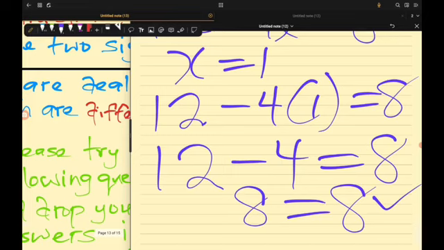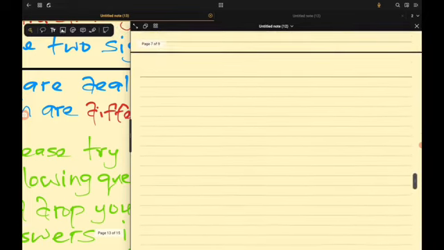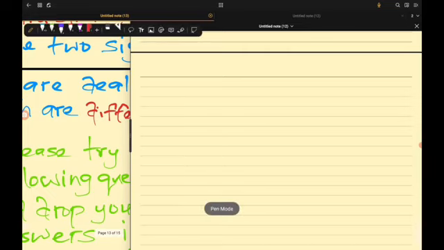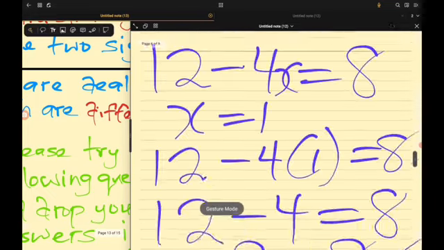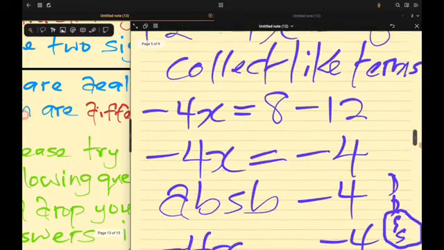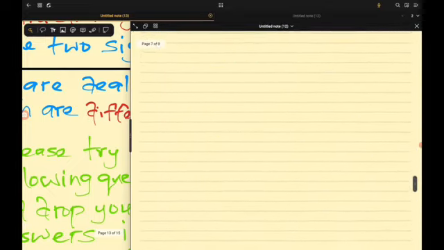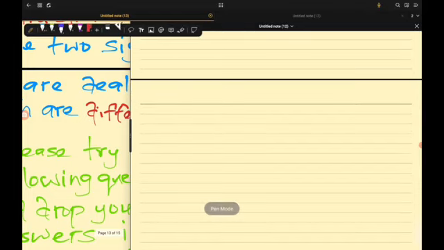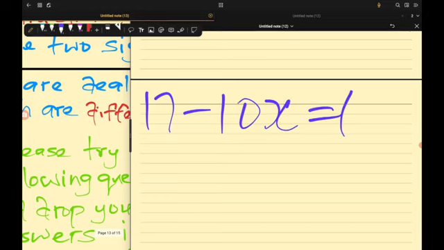So that is that. Let me quickly solve one more. So the next one I would like to solve is, I think it's up here too: 17 minus 10x is equals to 107.